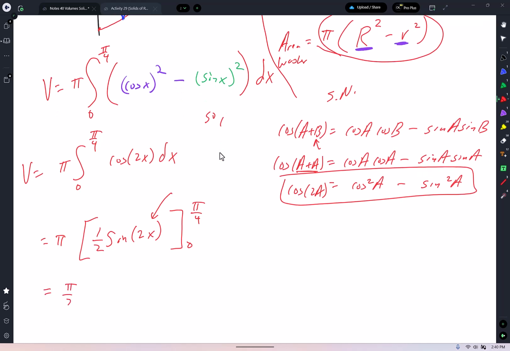So pi over 2, big bracket. I'm going to do the sine 2x with the pi over 4 in there. So sine of, if I plug in the pi over 4, I get pi over 2, minus sine, if I plug in the 0, I get 0.